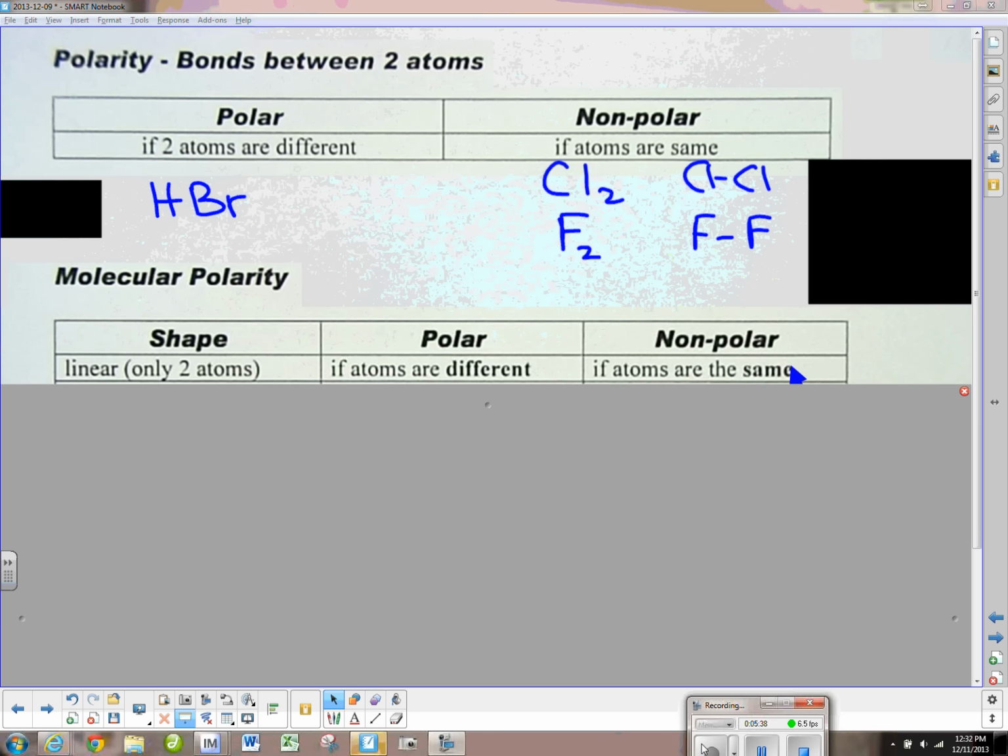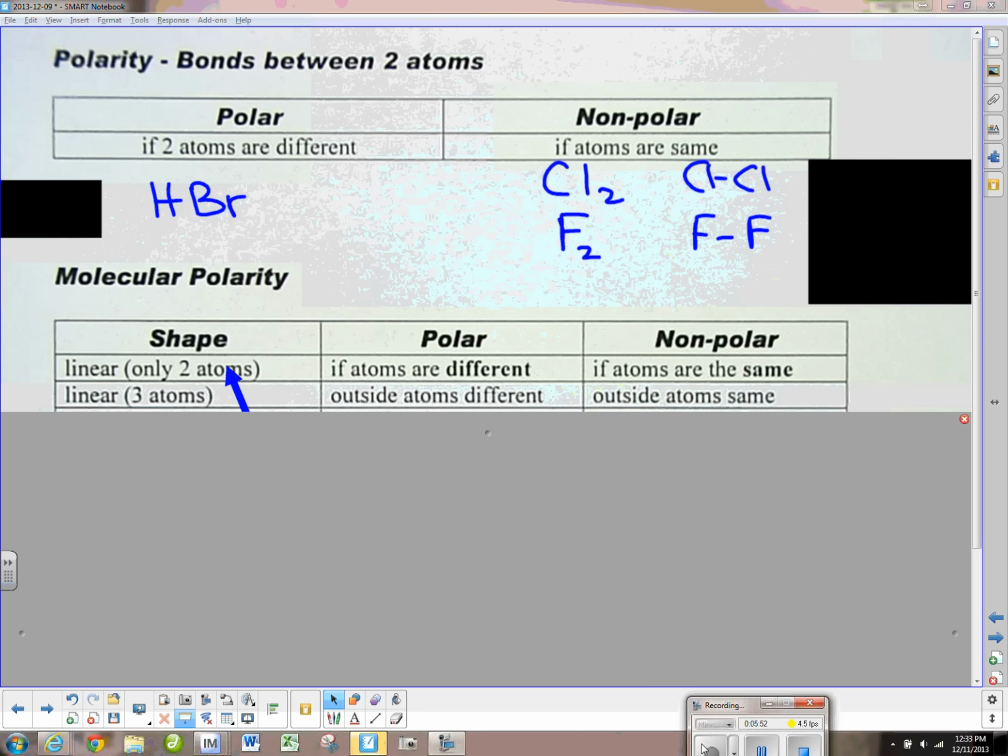So this line is almost identical to what we had up here with the polar and nonpolar bonds. So the bonds are essentially the whole molecule in this particular instance. Now if we have a linear molecule with three atoms, the outside atoms being different is what makes it polar. And they'd be different because, if they are different, they would have different electronegativities. And so with just one central atom and an atom on each side, this kind of linear molecule is going to be determined in the same way that this kind of linear will be.